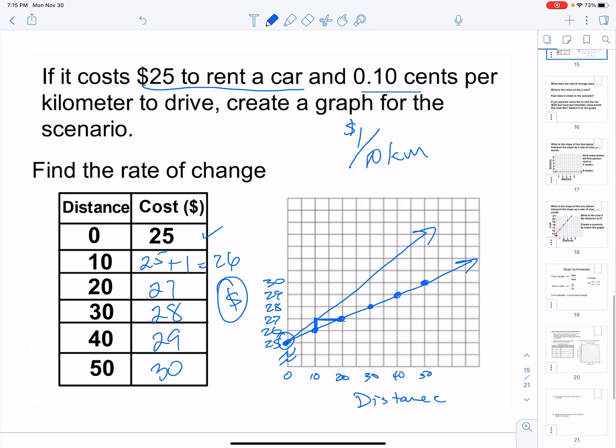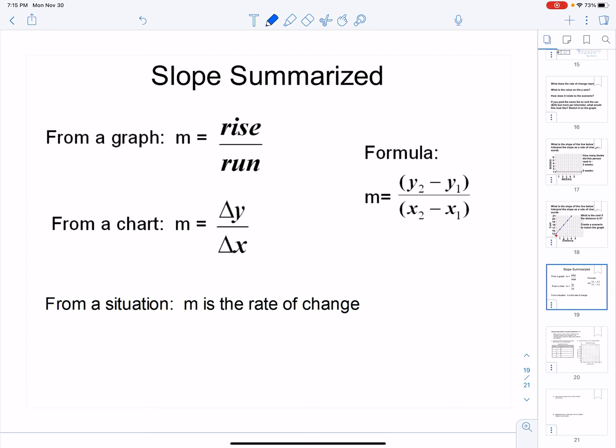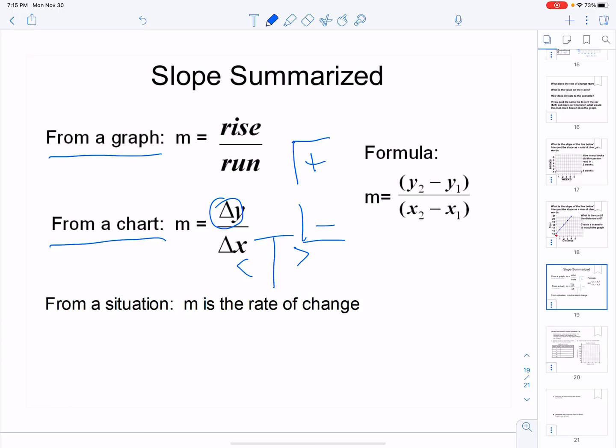Okay, so let's review and wrap this up. We know that we've got slope, where we can find it several different ways. We can find it from a graph using rise over run, up and over, or down and over, whichever the case may be. If it's up and over, we're going to have a positive slope. If it's down and over, we're going to have a negative slope. We can find slope from a t-chart by doing the delta y, or the change on the y side, divided by the change on the x side. And we know that we can find it from a formula. And we can use slope as what we call a rate of change in a scenario. And that's what we're basically trying to learn today.